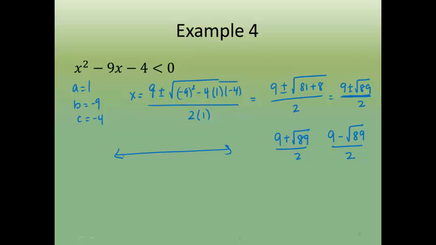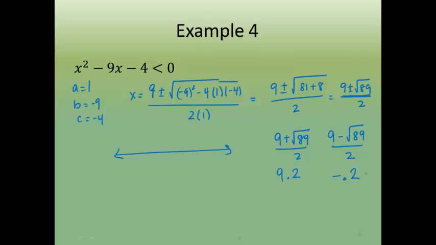So if I want to approximate 9 plus the square root of 89 divided by 2, that's going to be approximately 9.2. And I just did that by typing that in my calculator using the order of operations and making sure that the numerator stays together before I divide by 2. So this is approximately 9.2. On the other side, I'm going to have 9 minus the square root of 89 divided by 2. Once again, make sure you do the numerator first, and this comes out to -0.2.